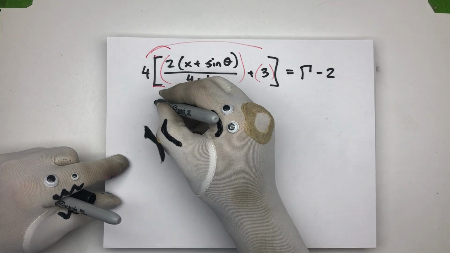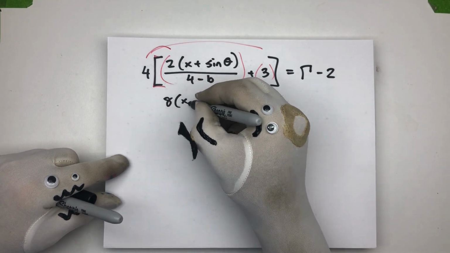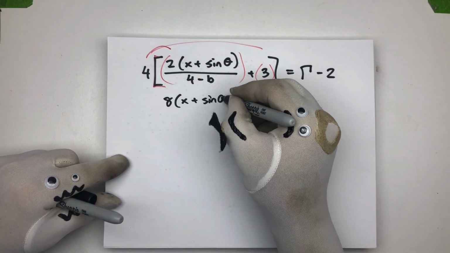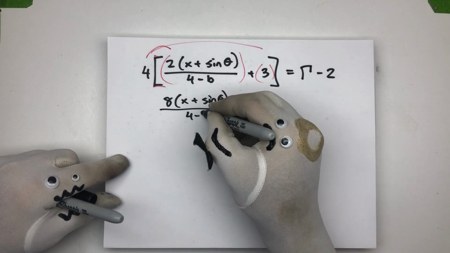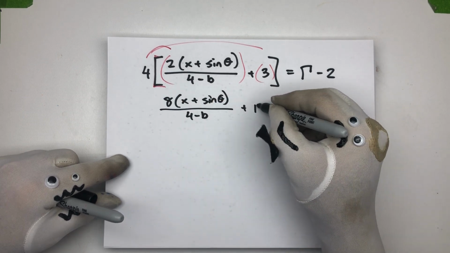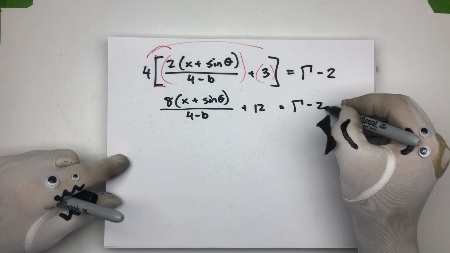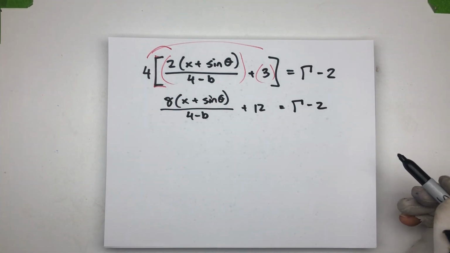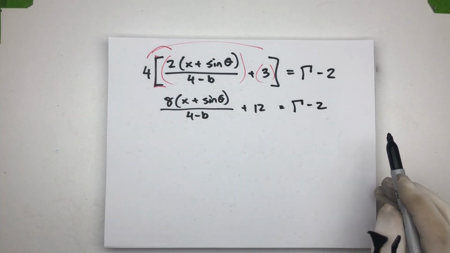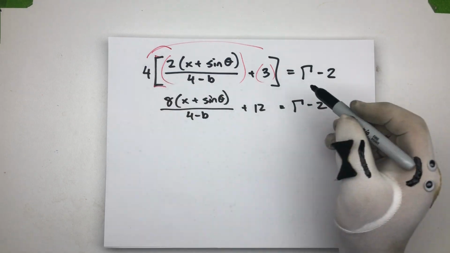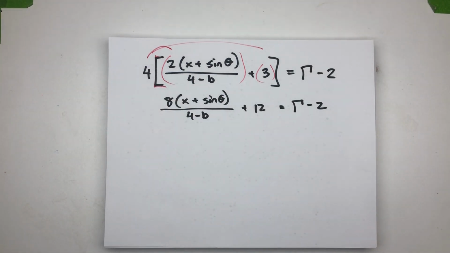So I'm going to multiply here. I'm going to be left with 8 bracket open, x plus sine theta, bracket close, all over 4 minus b, plus 12, equals gamma minus 2. Okay, I dropped the square brackets, and I've been doing that a lot, but you can notice I only drop the square brackets when there's a plus sign, nothing in front, and nothing on the power. That's the only time I can multiply.